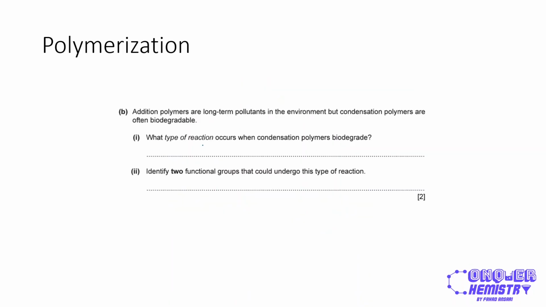All right, so one thing about condensation polymers is that they are biodegradable, unlike addition polymers. And the type of reaction that takes place for condensation polymers to biodegrade in the presence of bacteria is hydrolysis. It's basically the breakdown by water, and there are two functional groups that can break down like this. One is obviously the ester linkage, and one is the amide linkage, right? So we've already looked at an example of a polyester and a polyamide.